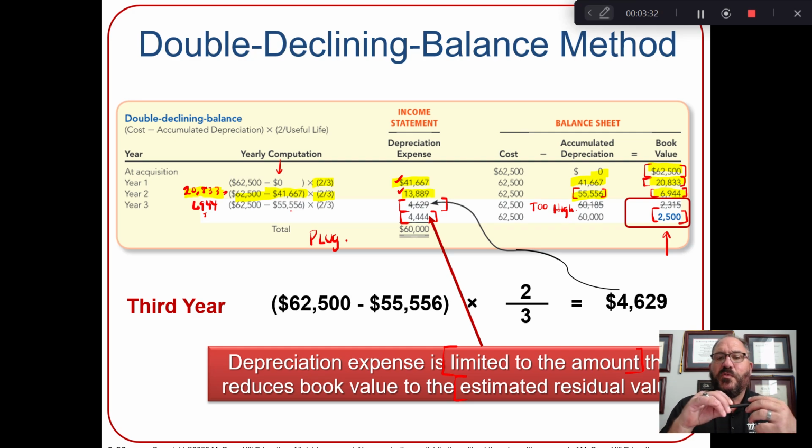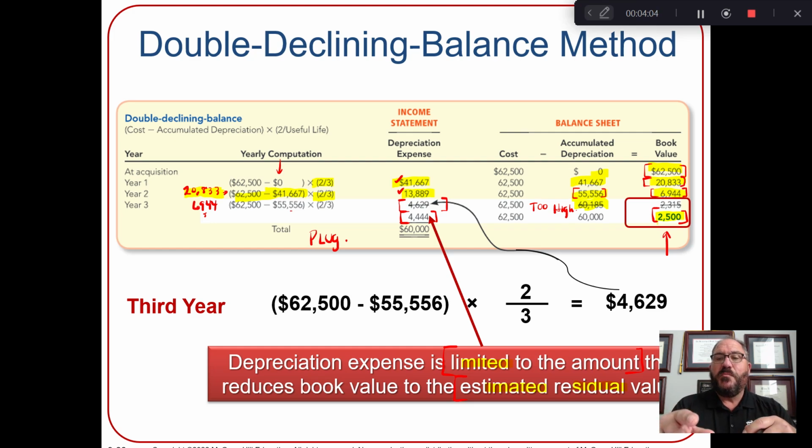So the thing you have to remember is that in the last time, depreciation in the final year is limited to the amount that you estimated your residual value to be. So here they're capping it at 2,500. So even though you get a different number here, this 60,185, they're going to make it so that it comes out to 2,500 because that's what they said it should be worth. So that's the one that's a little bit tougher to do.